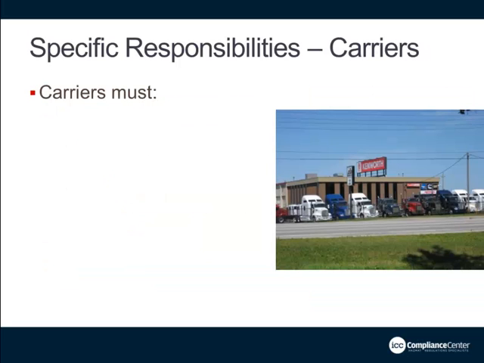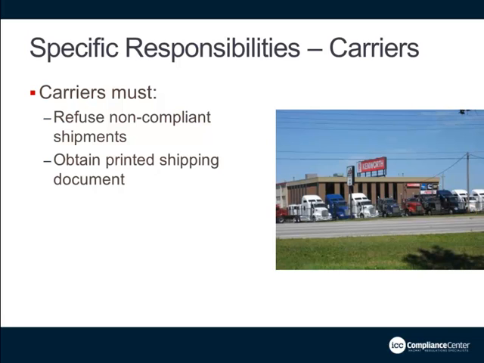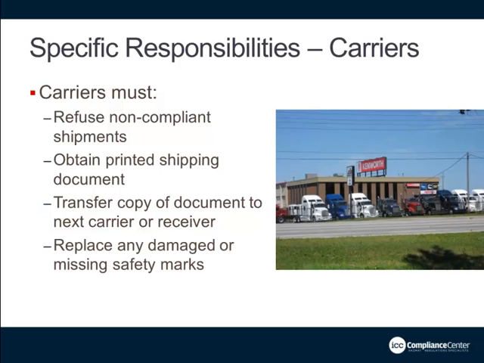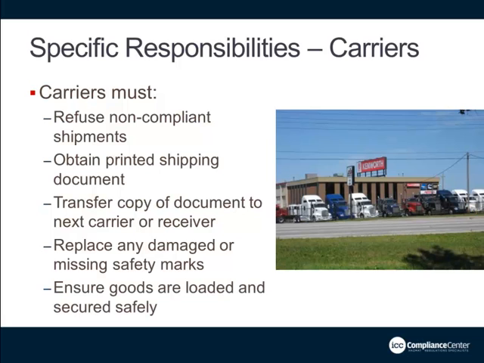Carriers, such as truck drivers, must refuse to accept shipments that they are aware are not in compliance. They must make sure that they've been given a printed copy of the shipping document, or if it's given to them electronically, they must produce their own printed copy. They must transfer a copy of the shipping document to the next carrier or to the final receiver if it's the end of the shipment. During the trip, they must replace any damaged or missing safety marks, and they must ensure that the goods are loaded and secured safely prior to transport.